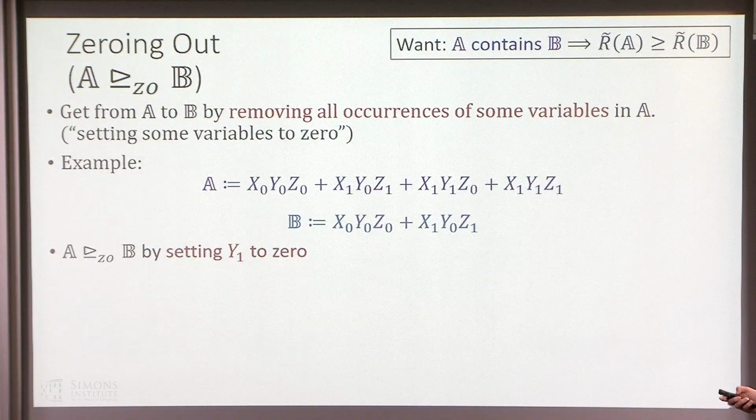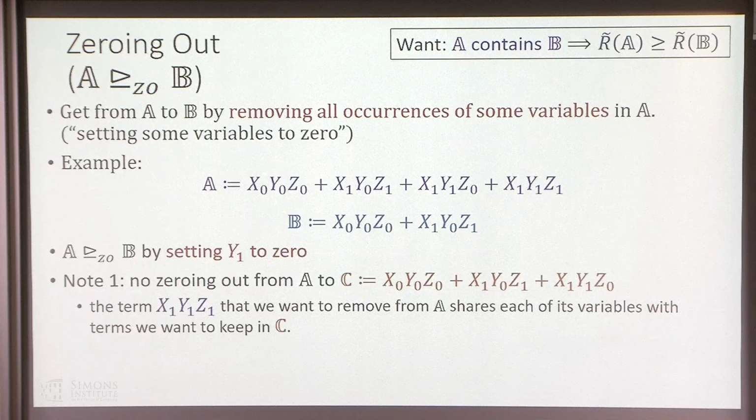So I want to point out that if you take the first three sums over here, you cannot zero out A to C, because this term over here shares a variable with every single one of these. So you cannot zero this thing out without zeroing out one of these. And because of this, we will see soon that if we take the next version of containment, monomial degeneration, you can get to C. So actually, monomial degenerations are strictly stronger than zeroing out.